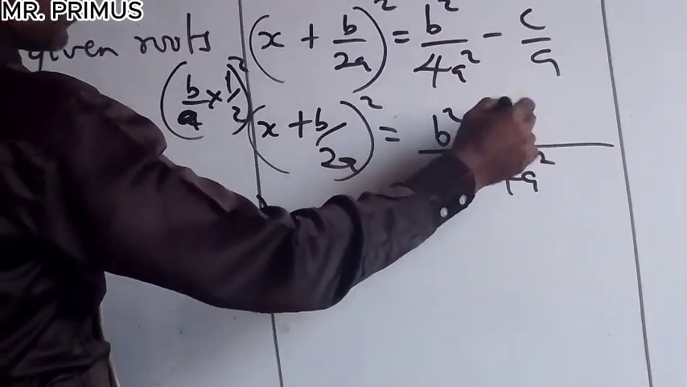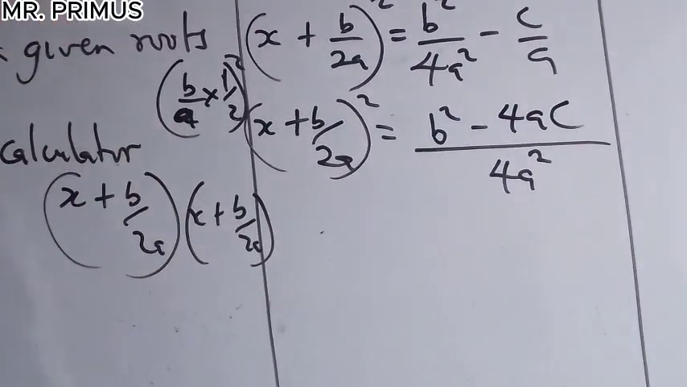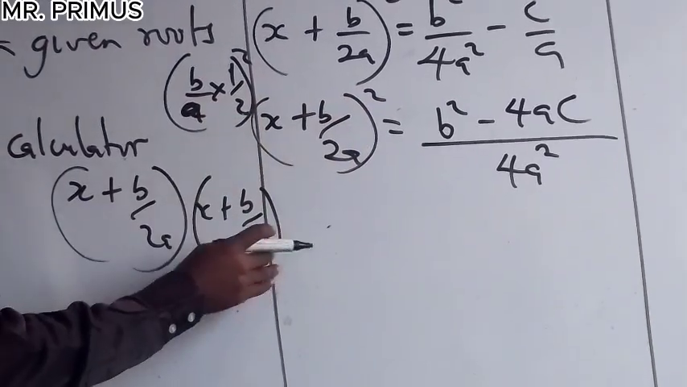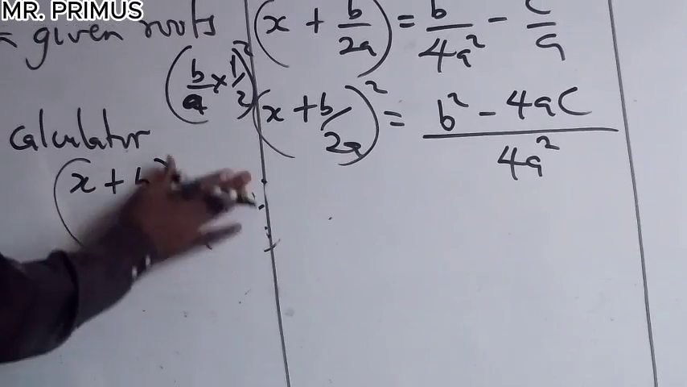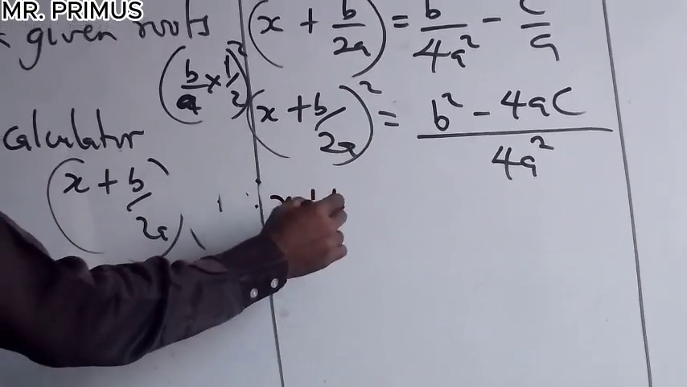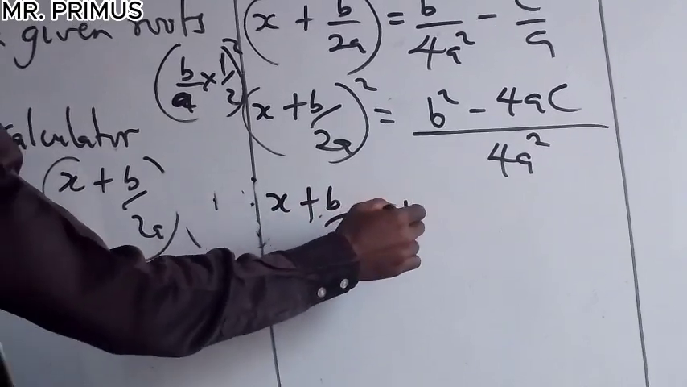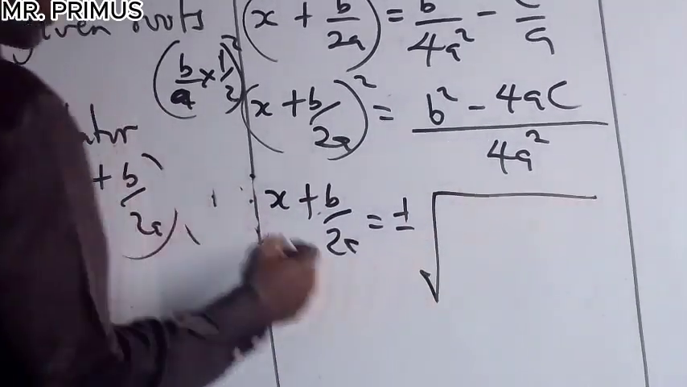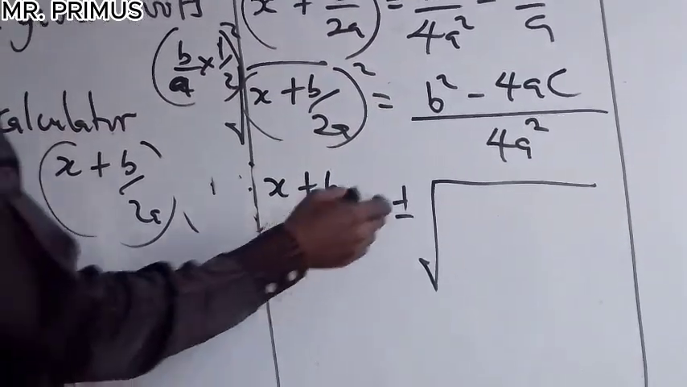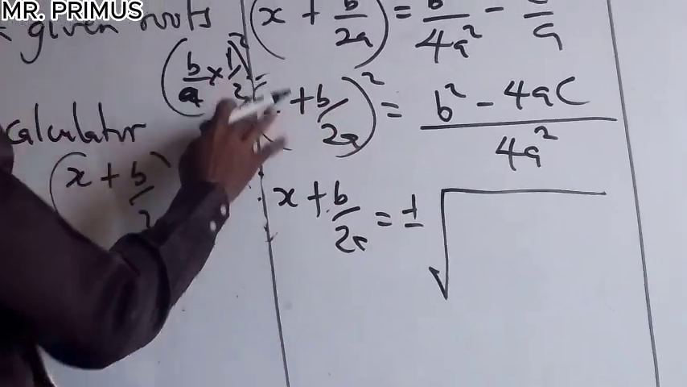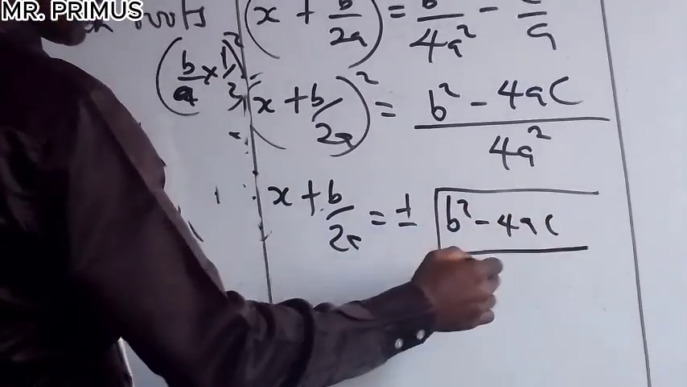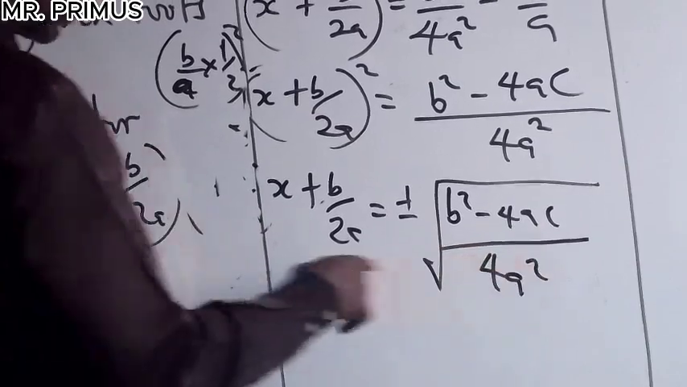4a times c, 4ac. Alright, so what we are going to do now is to remove this raised to power 2, to take the square root of both sides. So x plus b over 2a equals plus or minus the square root of, if you put the square root here, it cancels this raised to power 2. So square root of what? B squared minus 4ac, all over what? 4a squared.